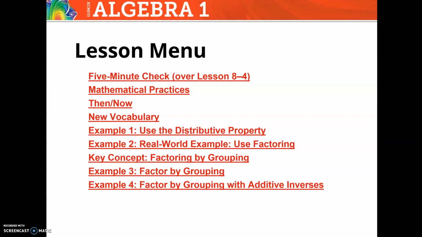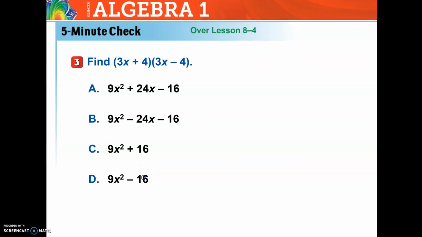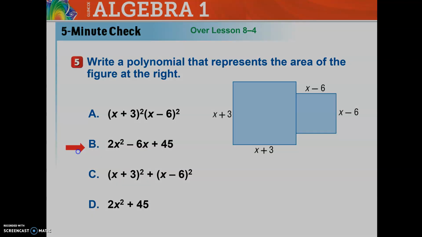Before, we would have had 2a multiplied by a squared plus 3b plus 5, and then we distributed that out, and so we got 2a cubed plus 6ab plus 10a. Now we're going to look at how I can go from this to this factored form, and later we will learn how I can use that. So that's where we're headed with this.